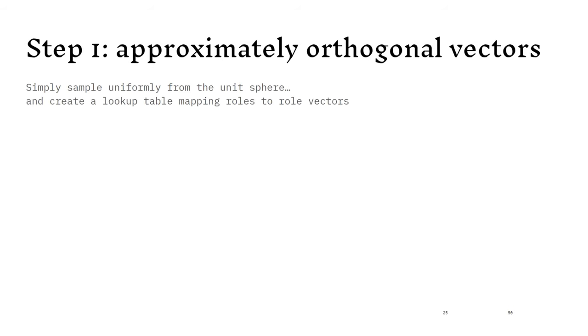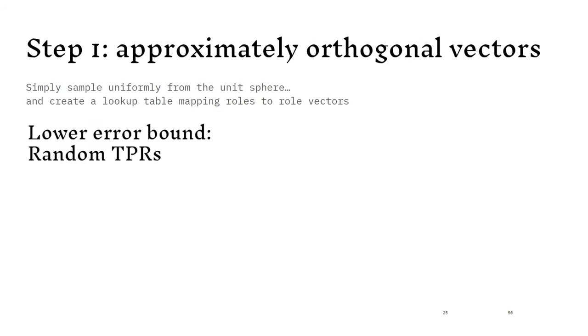So first, we took a look at just approximately orthogonal vectors, setting aside the sparsity question. The question is, are our cancellation assumptions good enough? Does this really work in just simple string-like contexts? So we're sampling uniformly from the unit sphere in Rn and creating a lookup table mapping roles to role vectors. First we started with random TPRs. So here we have uniform on the unit sphere embeddings of fillers and roles, and the fillers are bound to roles totally randomly. So this is a lower bound on error because there are no particular co-occurrence statistics. Everything occurs with equal probability. So everything should be tending towards maximum destructive interference.